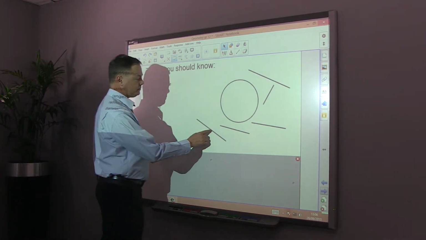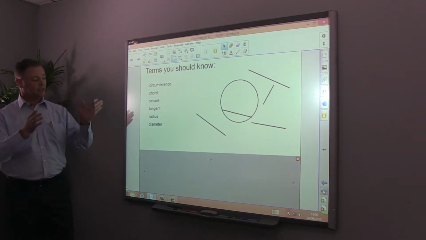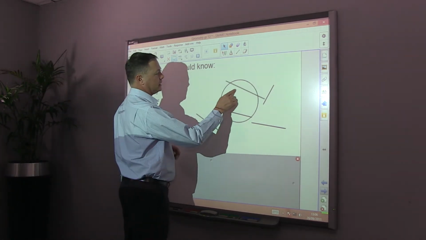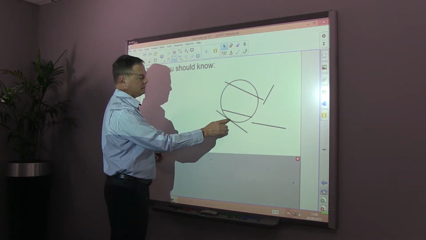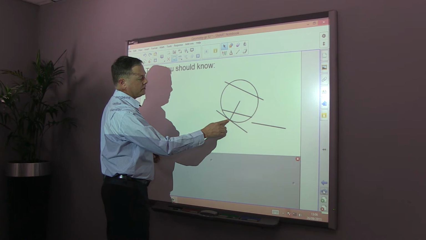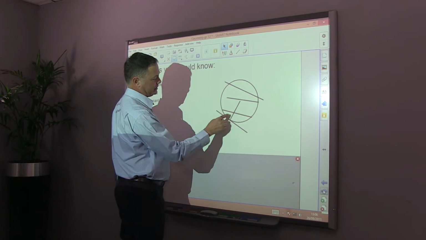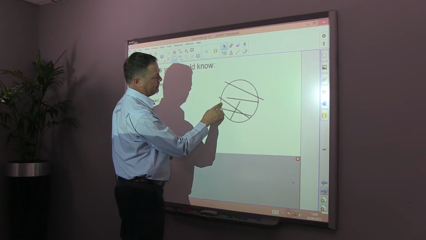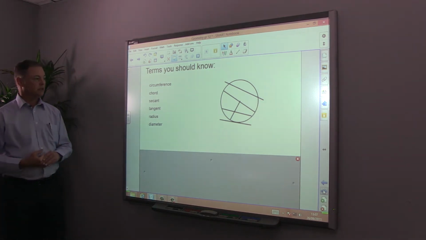A chord is a line that touches the circle at both ends but doesn't go through. A secant cuts through the circle, as opposed to a chord. A tangent touches. Then you have a radius, which is from the center of the circle to the circumference. And you have the diameter, that's the diameter there, sorry. And that was the tangent. Okay, so those are the things that make up the circle.